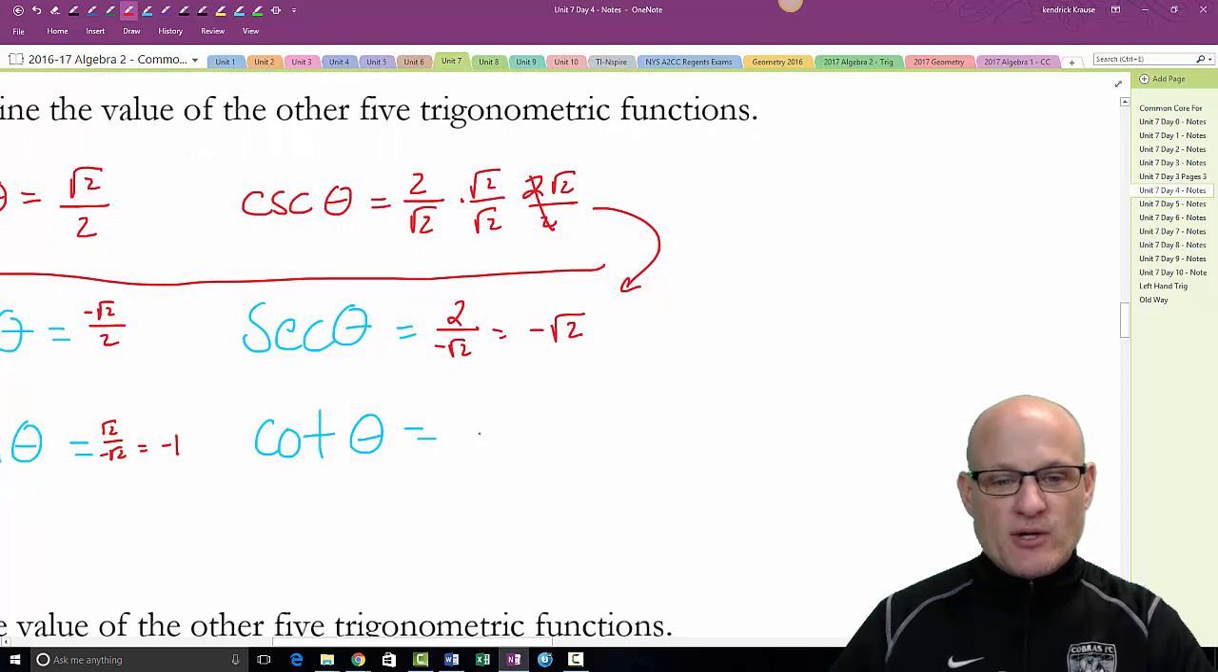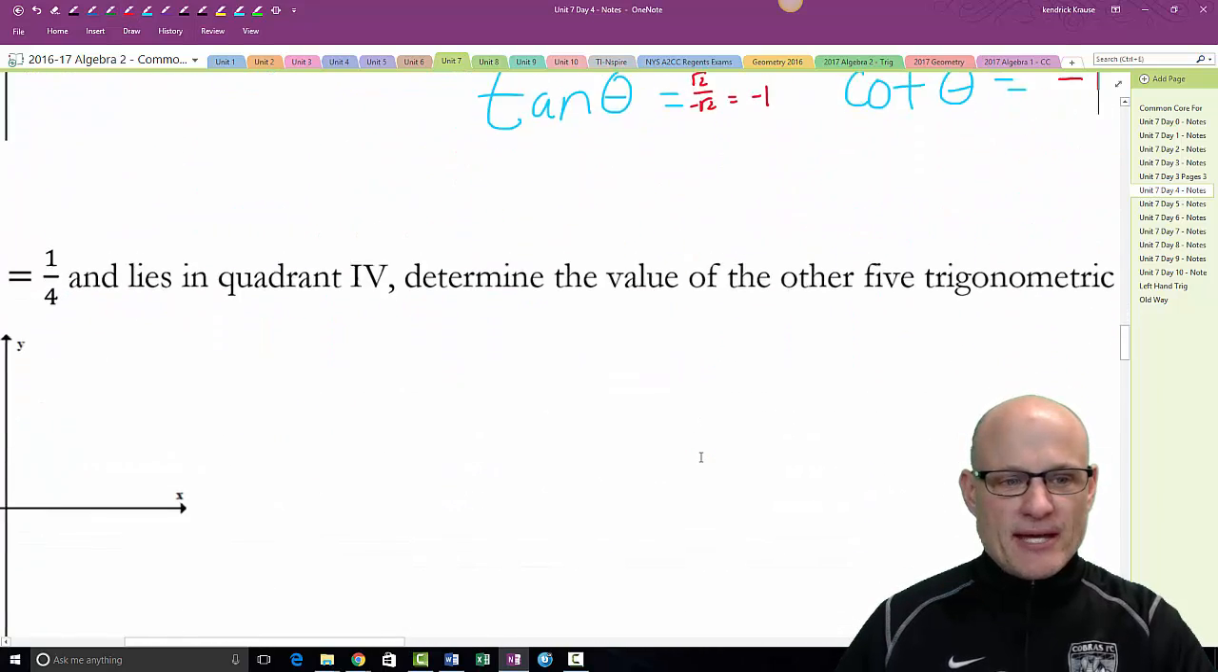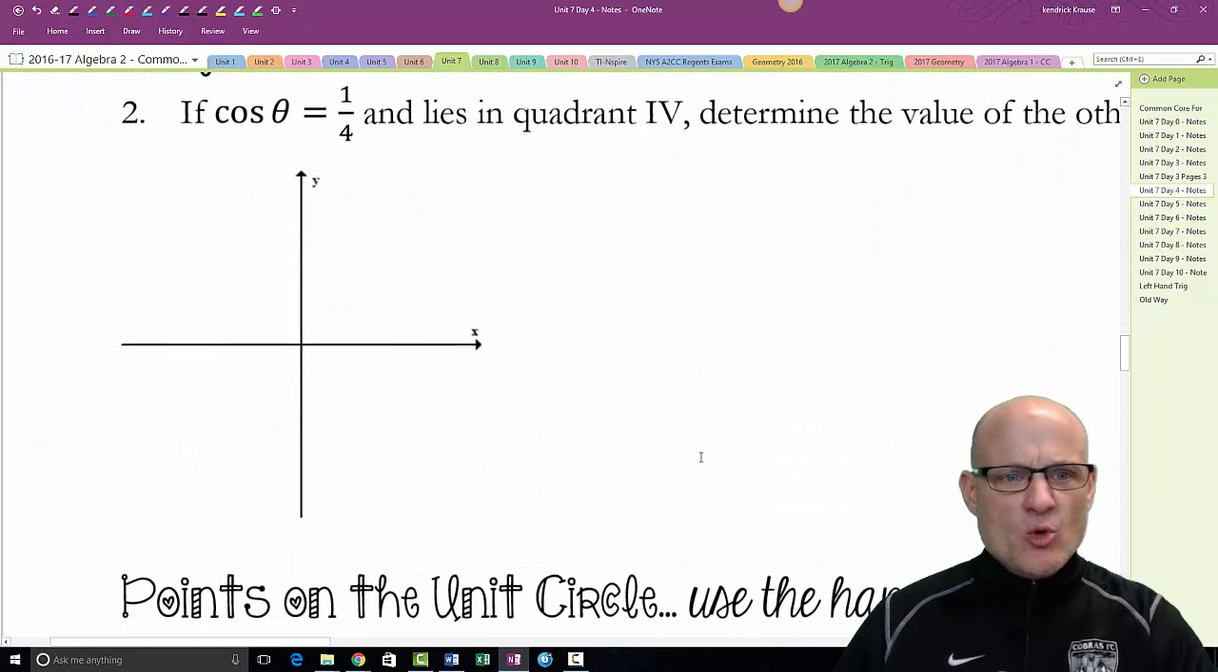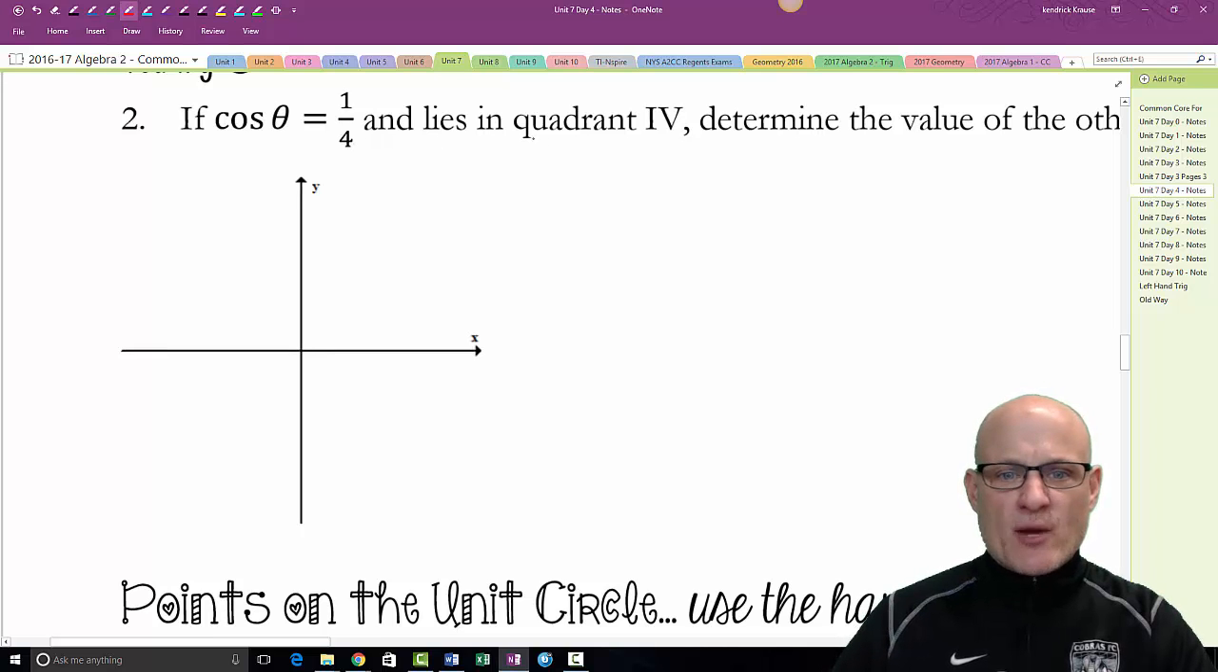And the reciprocal of negative 1, guess what? Is just negative 1. Wow, that was simple. That wasn't bad. All right, so here's what we got. We got cosine is 1/4, and we're in the fourth quadrant. Now, we knew we had to be in the first or fourth.